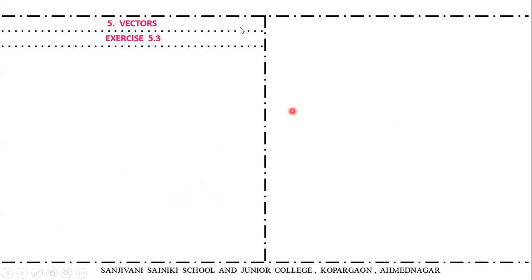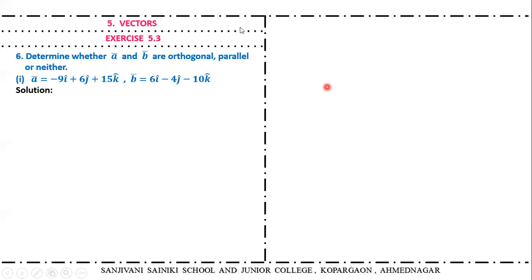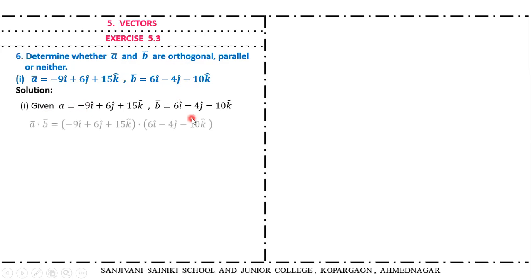Hence the proof. The next example is to determine whether A bar and B bar are orthogonal, parallel, or neither. Orthogonal means perpendicular. Parallel means they have the same direction. And neither means neither parallel nor perpendicular. A bar is given, B bar is given. So let A bar be the first vector and B bar the second vector.